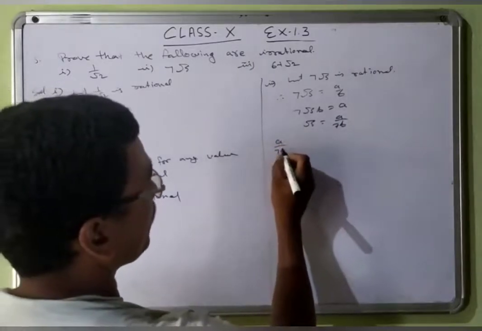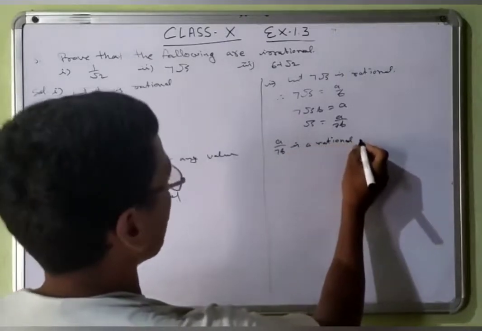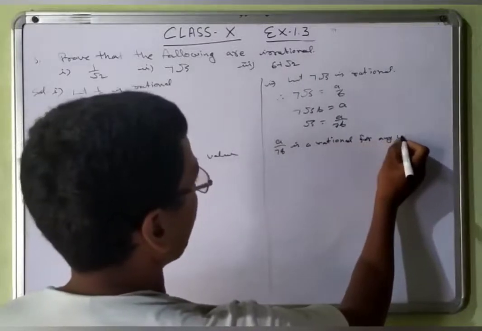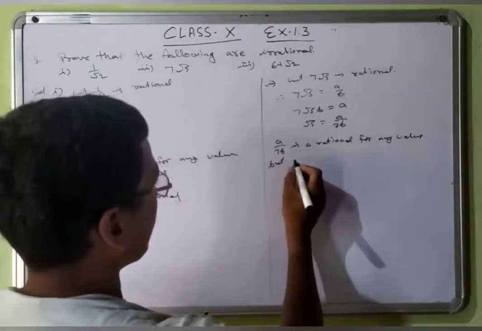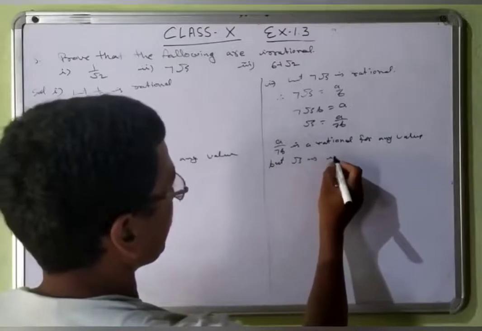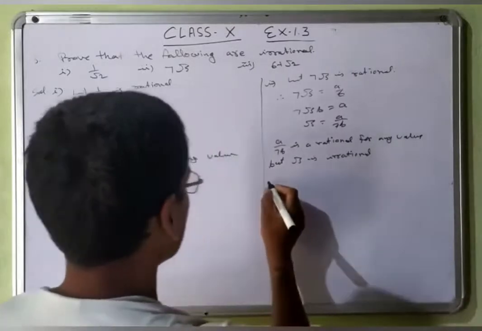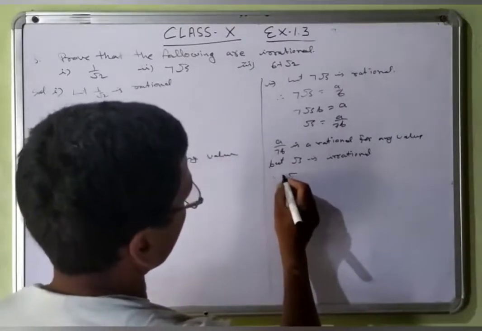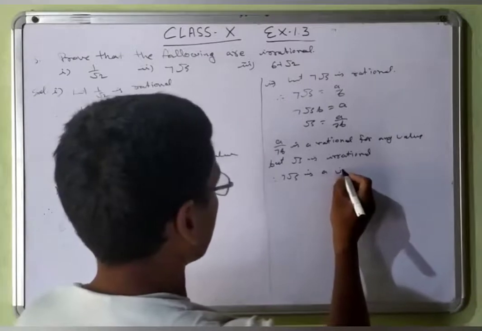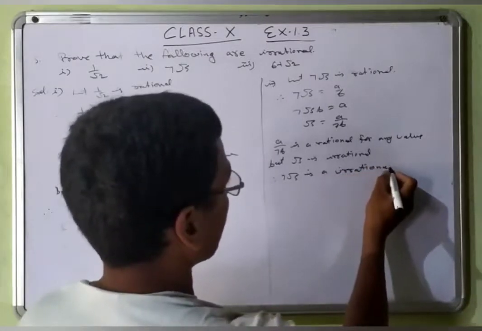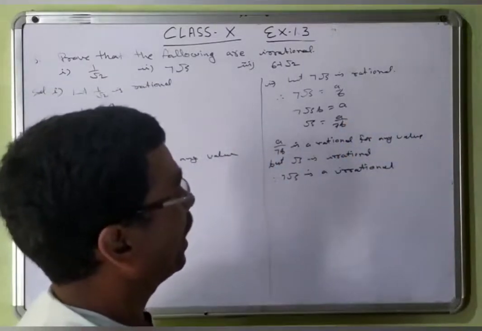So a upon 7b is rational for any value. But root 5 is irrational. So 7 root 5 is irrational.